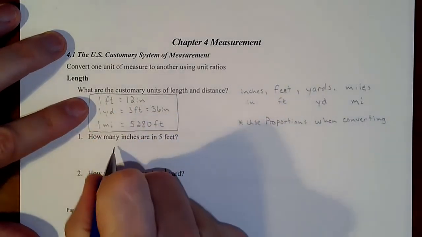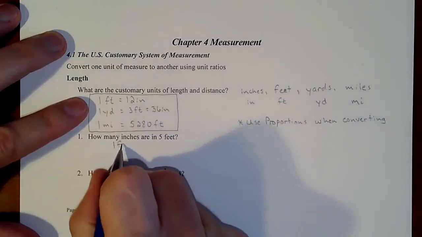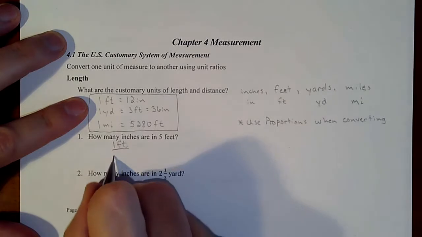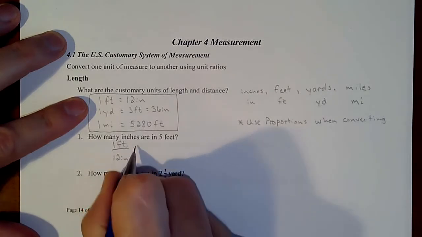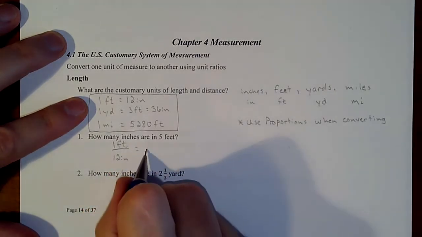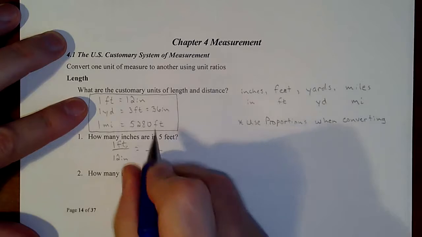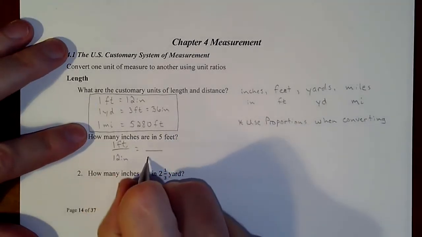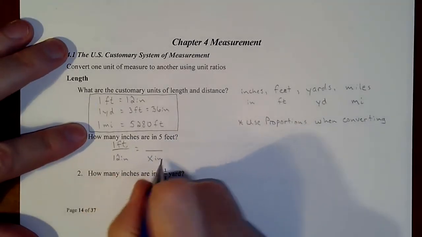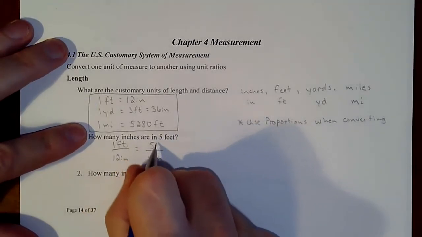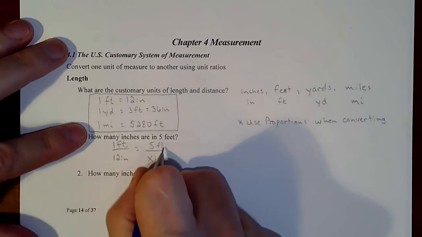So the first thing I'm going to do is say 1 foot is going to equal 12 inches. I'm going to have a scale factor kind of a thing. And then I'm going to set up the other value: we have X inches in 5 feet. So this is one way to do it. That's definitely not the only way.